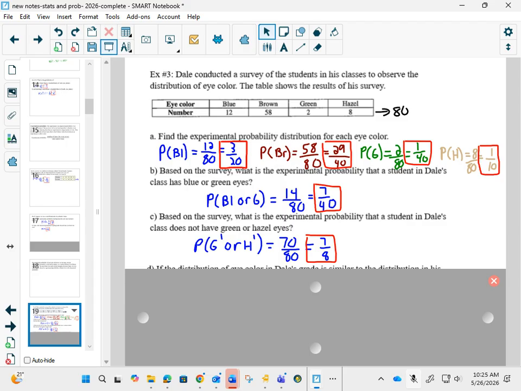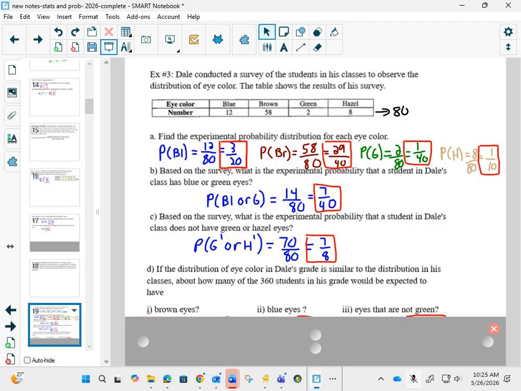And the last question has a couple parts here. If the distribution of eye color in Dale's grade is similar to the distribution in his classes, and there's 360 people in his grade, how many do you think would have brown eyes? How many do you think would have blue eyes? So if we look at the brown eyes first, brown eyes was 58 out of 80, 29 out of 40. We could type that into our calculator and get a percentage. In fact, I'll do that right now.